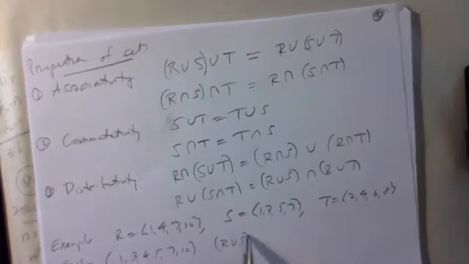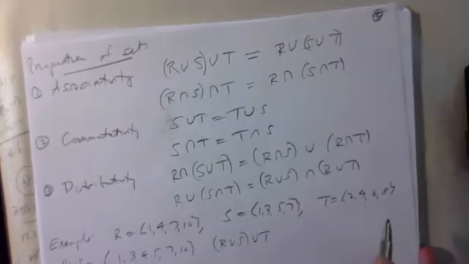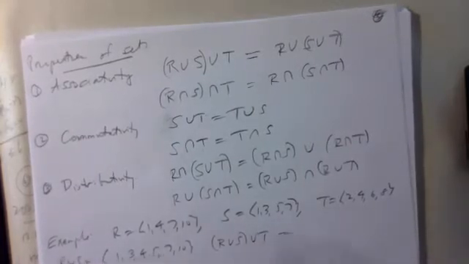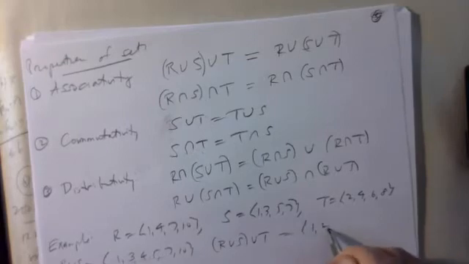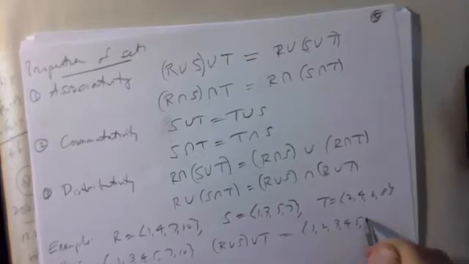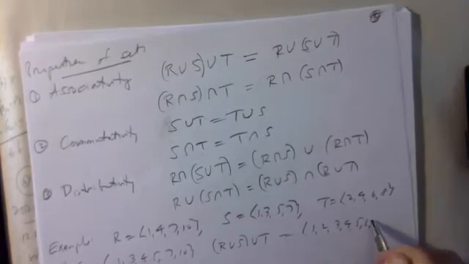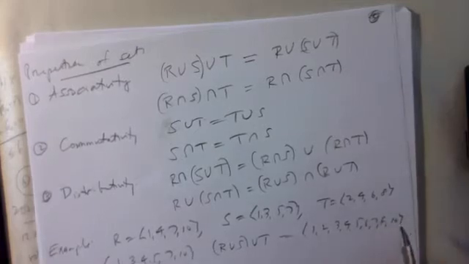And R union S union T, it's this set plus this set. So I add 2, 4, 6, and 8. I already have 4, that's okay. 1, 2, 3, 4, 5, 6, 7, 8, and 10.